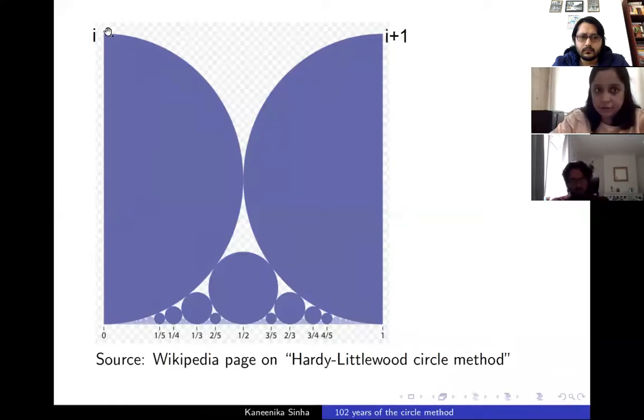Then if you want to keep doing this procedure at different stages, the next stage is 1/3. So again, now you go from i all the way till the point where this circle meets the circle at 1/3. Then you travel on this circle, go to the circle corresponding to half, travel on the circle corresponding to half, go till you reach the one at 2/3, then travel on the smaller circle to reach the rightmost circle, and then go back again to i plus 1.